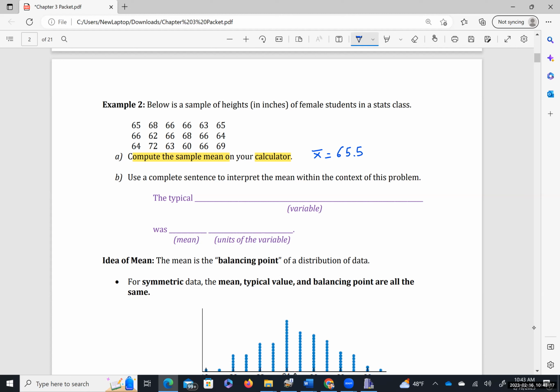So what do you want to say to interpret the mean? The typical, or the mean, the average, of height of females, because it is a female student sample.